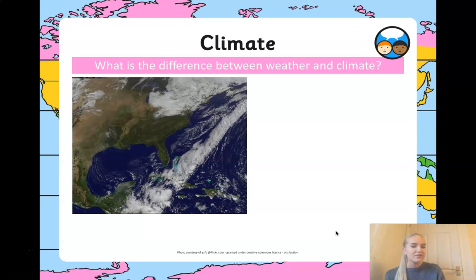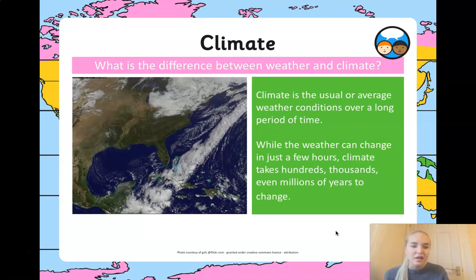Okay, so looking at this first word, climate. A climate is the usual or average weather conditions over a long period of time. So we know that the weather can change in just a few hours. It could be sunny one moment, rain the next, and even have a rainbow in the sky the next. But climate takes hundreds and thousands, even millions of years to change.